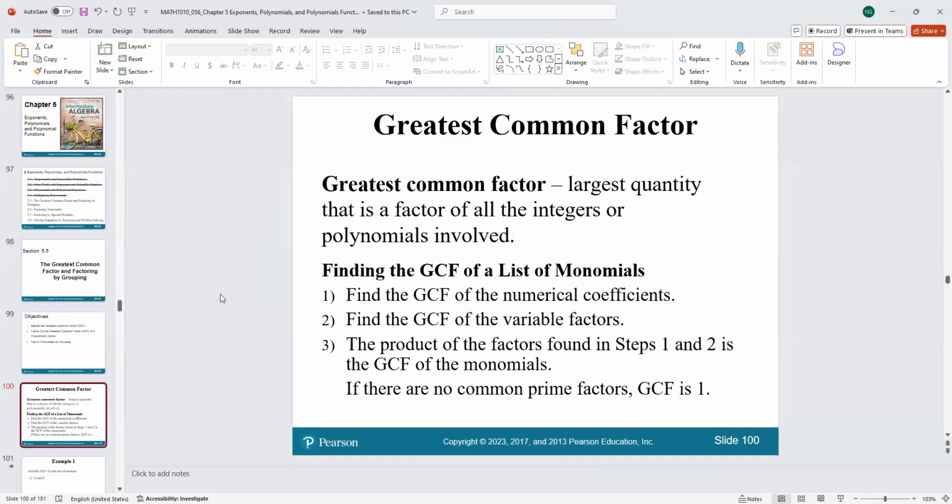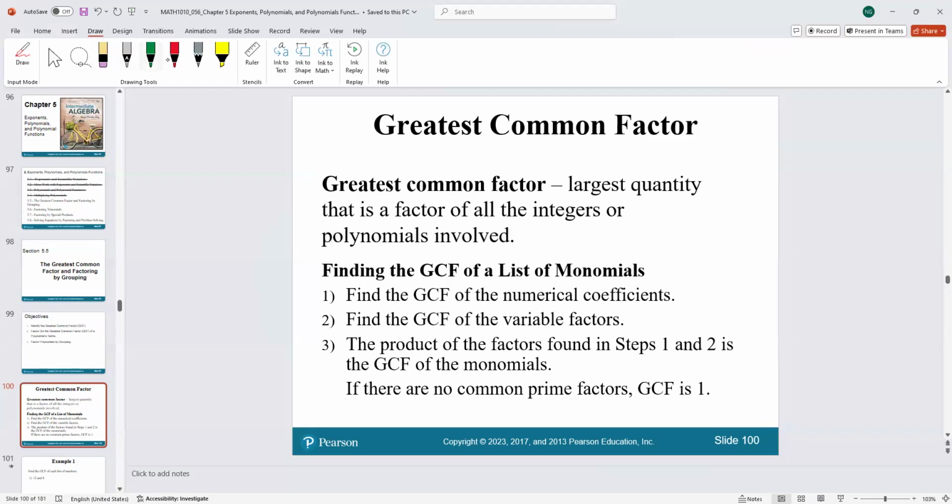The GCF of a list of terms or monomials is the product of the GCF of the numerical coefficients and each GCF of the powers of common factors. The first thing to do is find the GCF of the numerical coefficients. That means finding the common factor for each term. We also need to find the GCF of the variable factors. The product of the factors found in steps 1 and 2 is the GCF of the monomials. I know this looks like a lot of work, but don't worry about it. If there are no common factors, or it's prime, the common factor would be 1.